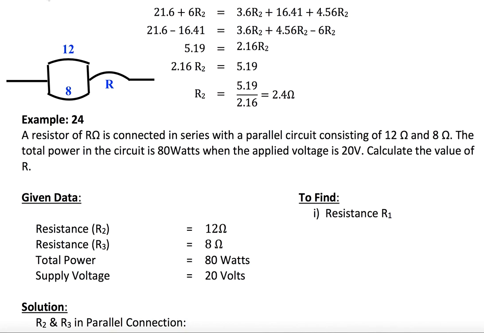When the total power is 80 watt, what is the total current? Total current I equal to 80 upon 20 equal to 4 amp. So total current is 4 ampere, right? Okay, calculate the value of R. We need to find the value of R, right?